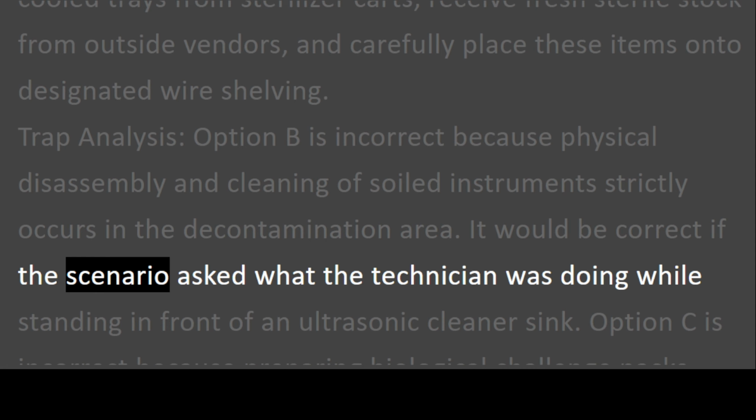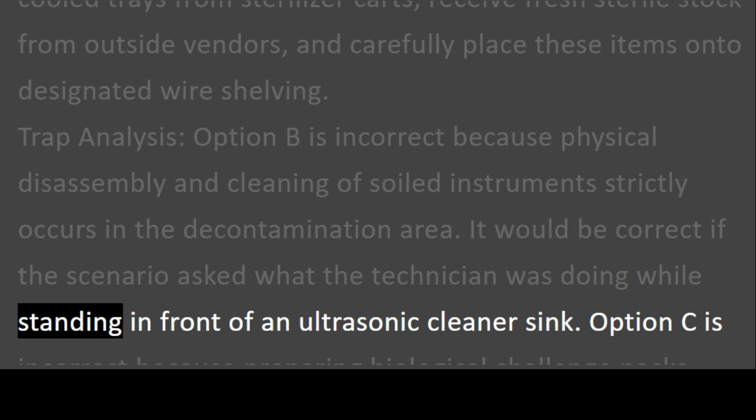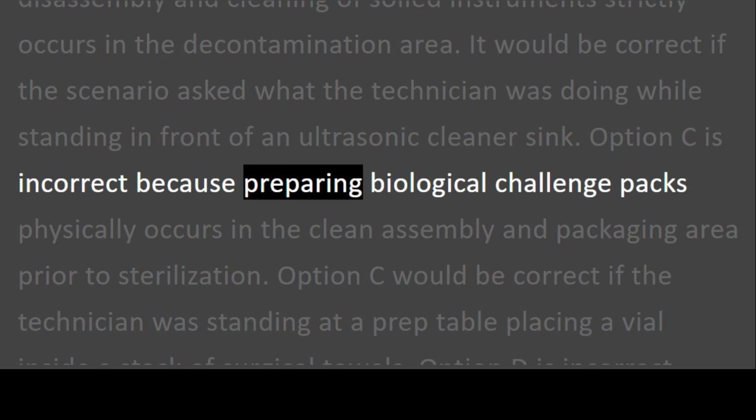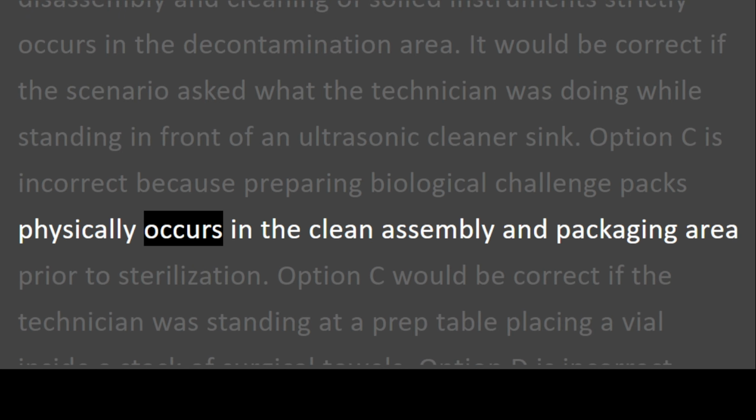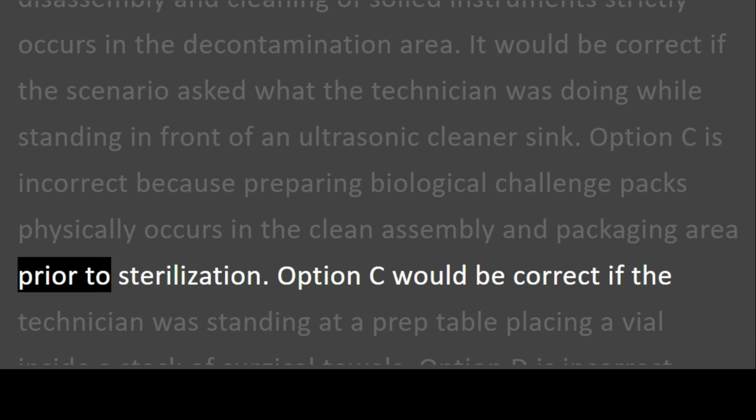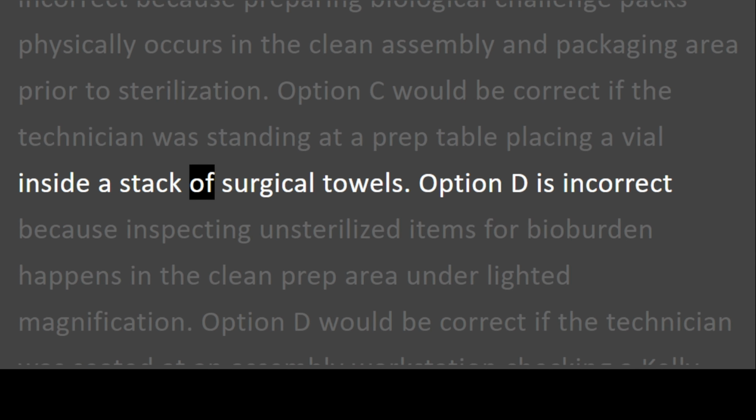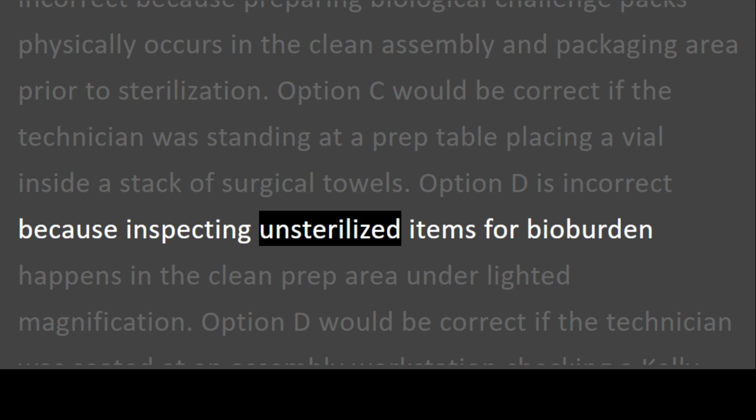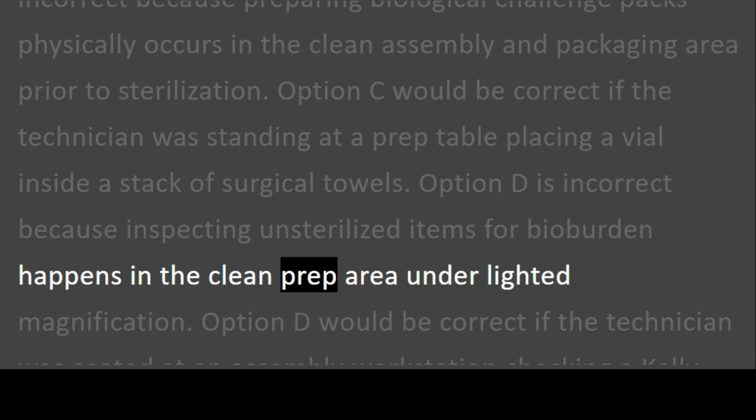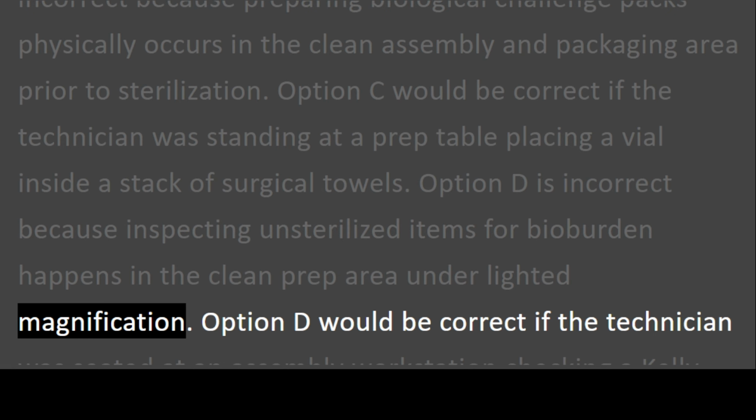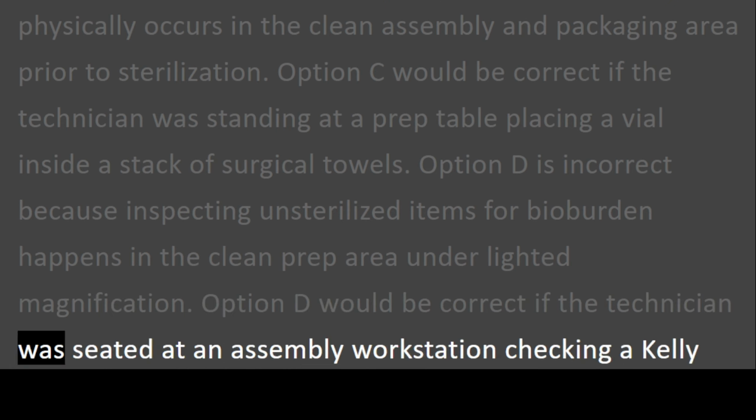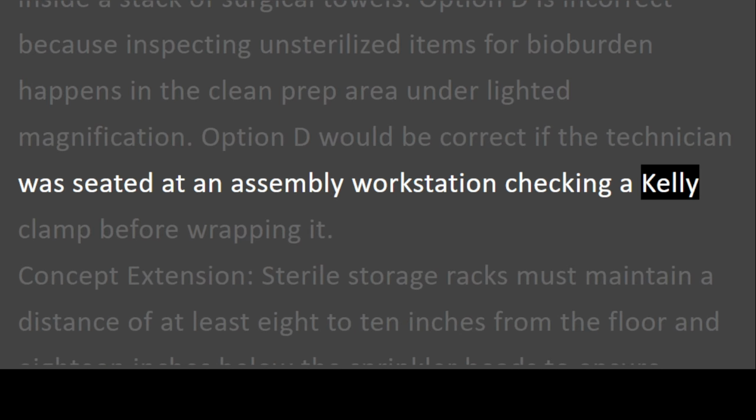It would be correct if the scenario asked what the technician was doing while standing in front of an ultrasonic cleaner sink. Option C is incorrect because preparing biological challenge packs physically occurs in the clean assembly and packaging area prior to sterilization. Option C would be correct if the technician was standing at a prep table placing a vial inside a stack of surgical towels. Option D is incorrect because inspecting unsterilized items for bioburden happens in the clean prep area under lighted magnification. Option D would be correct if the technician was seated at an assembly workstation checking a Kelly clamp before wrapping it.